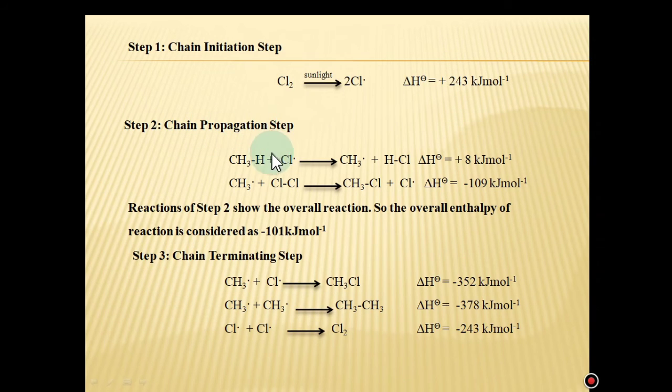Chain propagation step. In this step, methane reacts with the chlorine radical formed in the first step, and forms an alkyl radical, here a methyl radical, and HCl. The enthalpy change is plus 8 kJ per mole, meaning the reaction is again endothermic. Now the alkyl radical reacts with a fresh molecule of halogen and gives the alkyl halide, here methyl chloride, plus a halogen free radical. Enthalpy change is minus 109. This step is called the propagation step because here the halogen radical is consumed, while here it is again produced. The reaction is propagated in this manner.